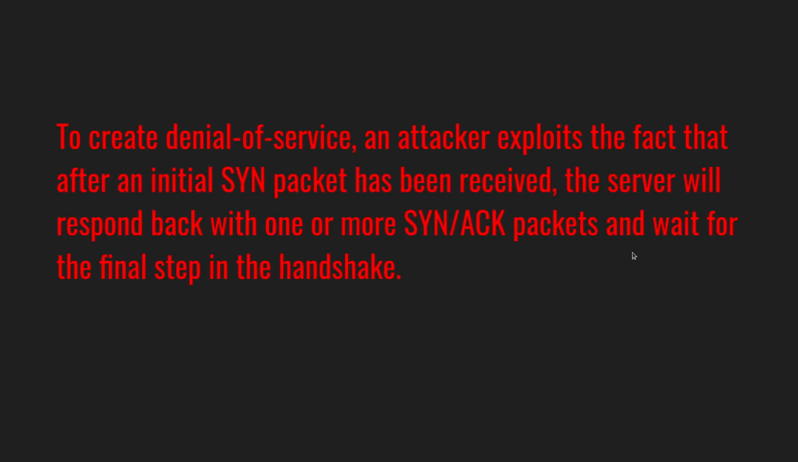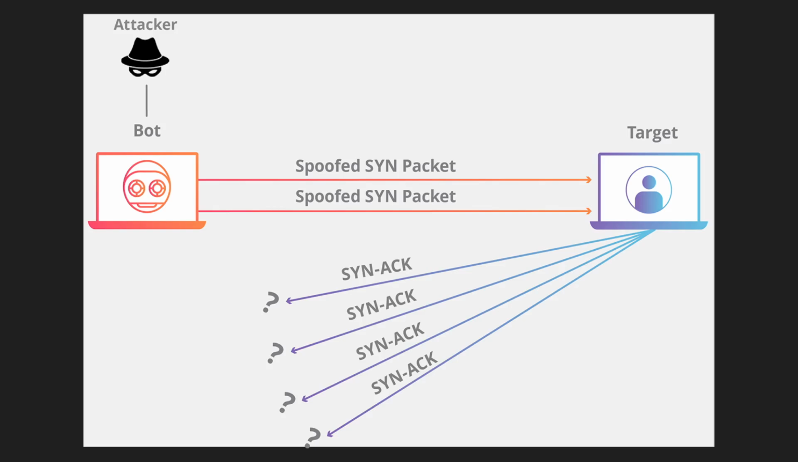All right. Now, to create a denial of service, an attacker exploits the fact that after an initial SYN packet has been received, the server will respond back with one or more SYN ACK packets and wait for the final step in the handshake. So here you can see this is the target, and here is the bot, and the attacker will control this bot. It will spoof a SYN packet to this target, this innocent machine or device, and this will start sending SYN ACK to the server.